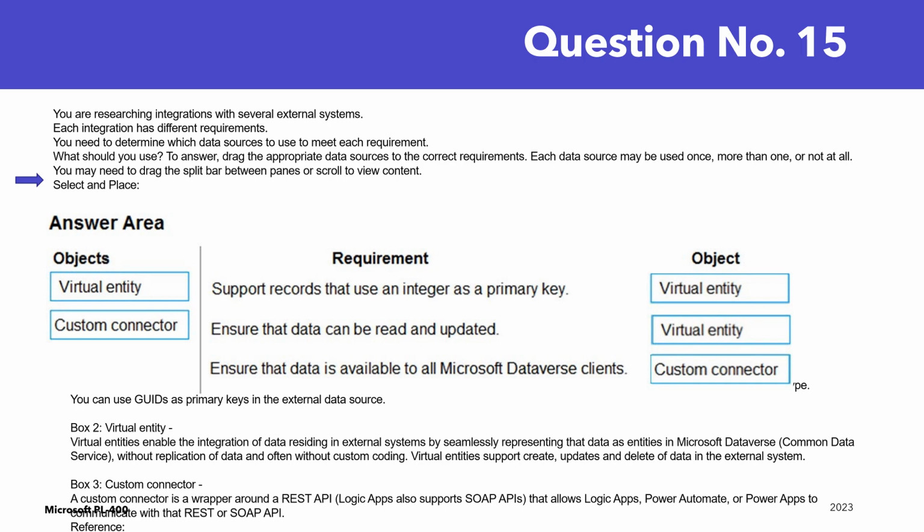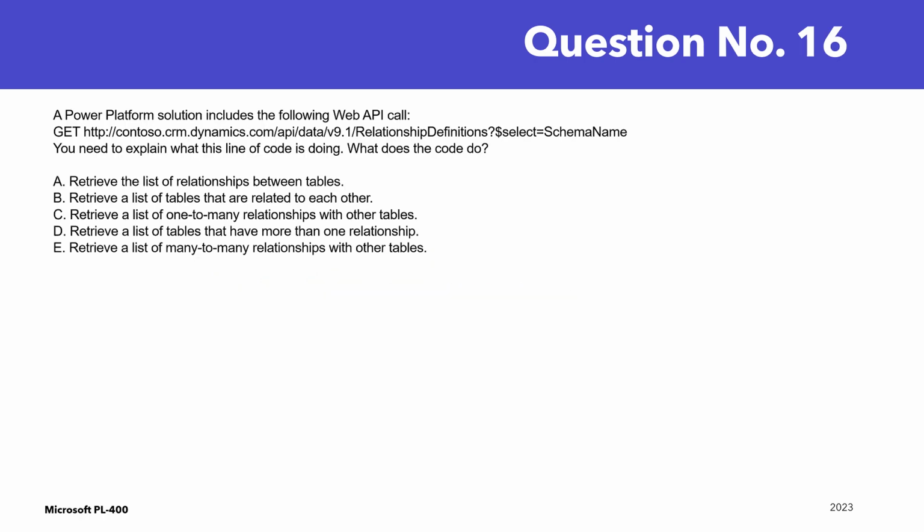A Power Platform solution includes the following web API call: GET http://contoso.crm.dynamics.com/api/data/v9.1/RelationshipDefinitions?$select=SchemaName. You need to explain what this line of code is doing. What does the code do?